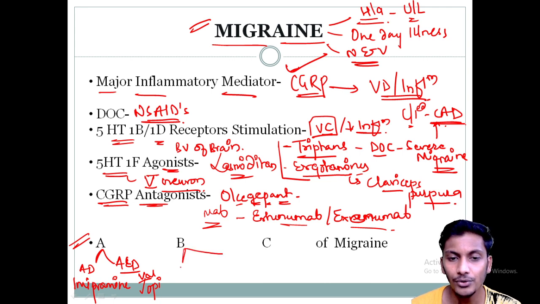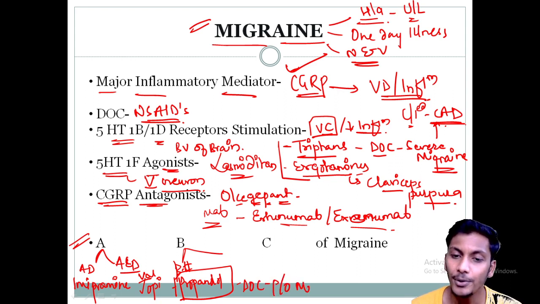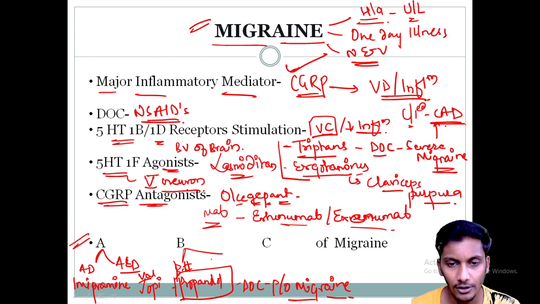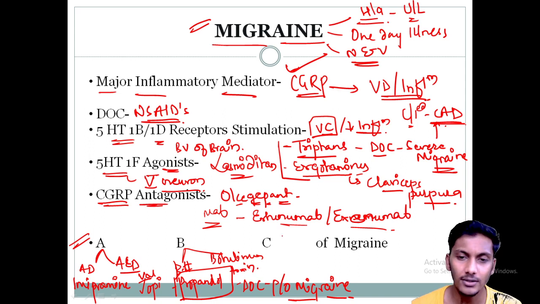Then B, there are two drugs. First are beta blockers, a non-selective beta blocker like propranolol. An important point about propranolol is that it is the drug of choice for prophylaxis of migraine. So to prevent migraine, the drug of choice is propranolol, a non-selective beta blocker. The other one is botulinum toxin, which is also used for the same reason. It causes vasoconstriction, therefore botulinum toxin can be used.